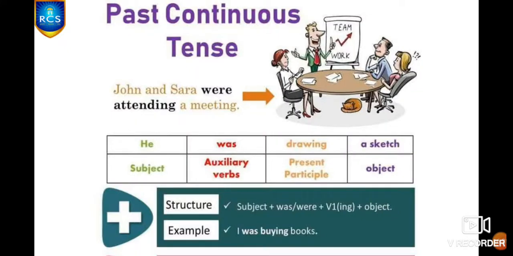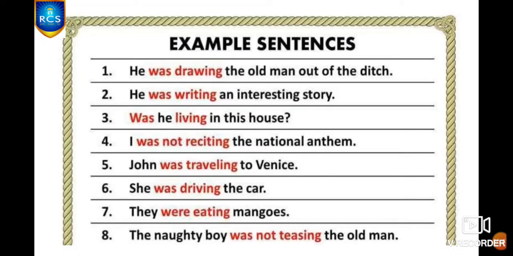And next we are moving on to past continuous tense. And what is the form? Subject plus was or were plus first form of the verb plus ing. For example, I was buying books. John and Sarah were attending a meeting. And they have given you some examples. He was drawing the old man out of the ditch. He was writing an interesting story.